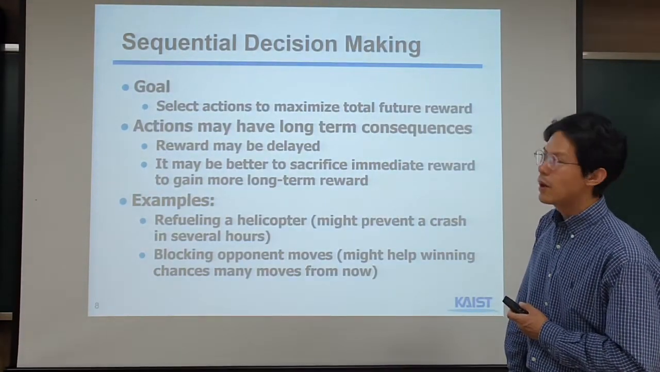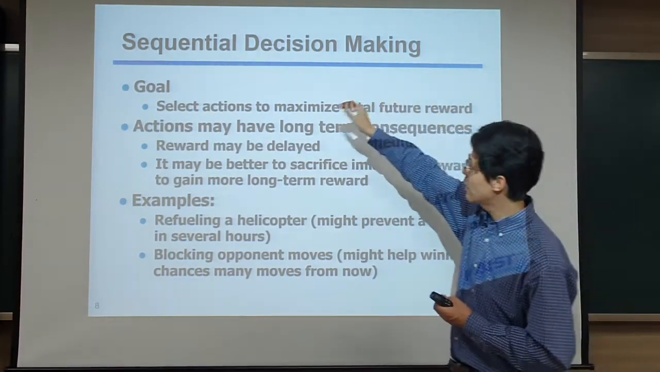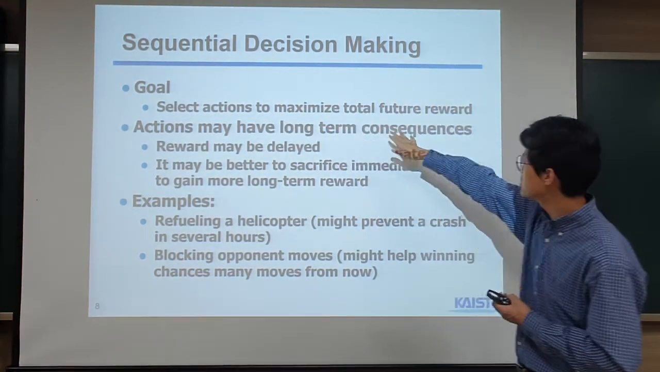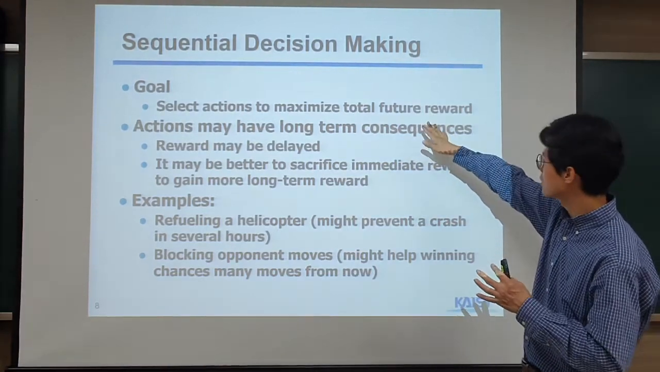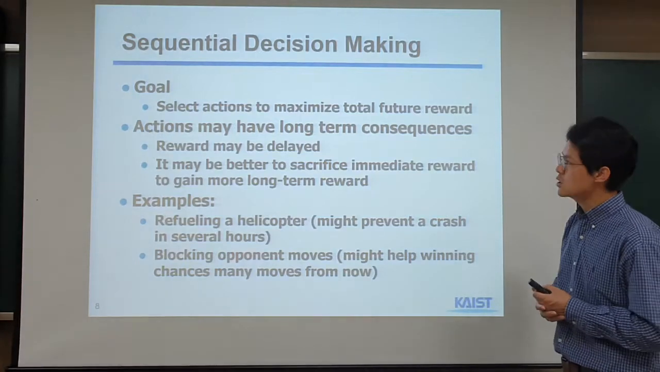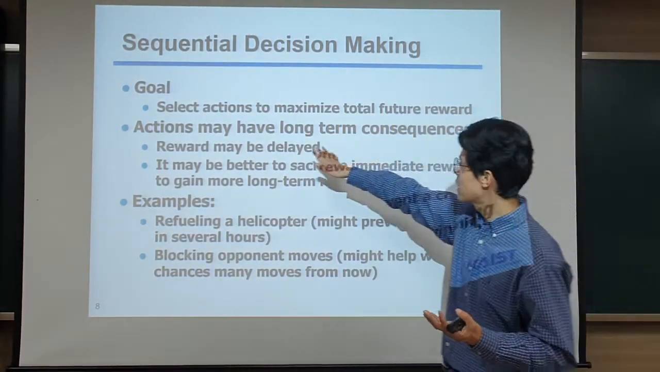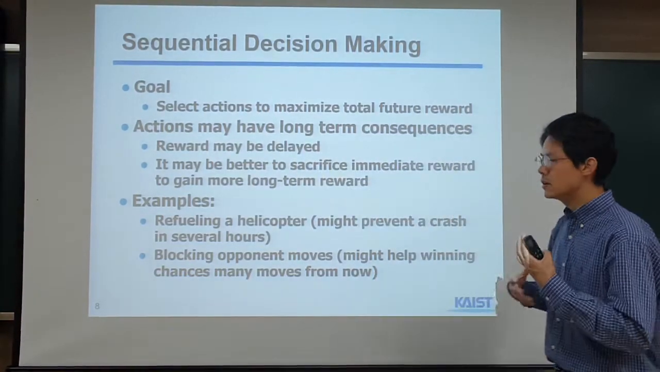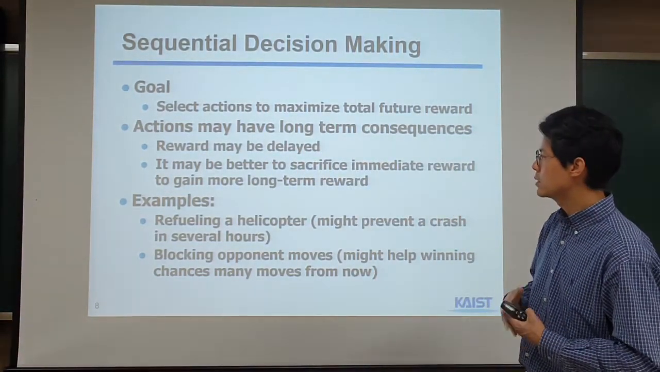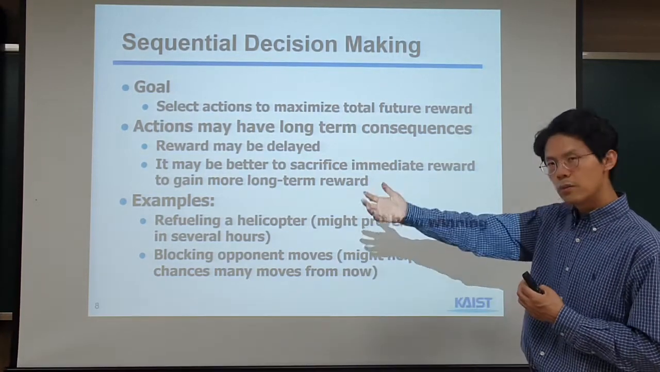RL is in a way sequential decision making. So overall, we want to select a series of actions to maximize this cumulative reward, in other words, the total future reward. And again, this action might have long-term consequences, right? The reward may be delayed, and depending on the case, it's better to sacrifice immediate reward to gain a more long-term reward, right?